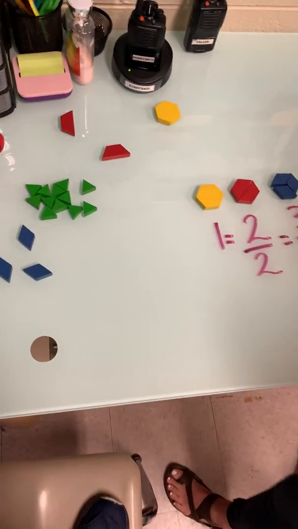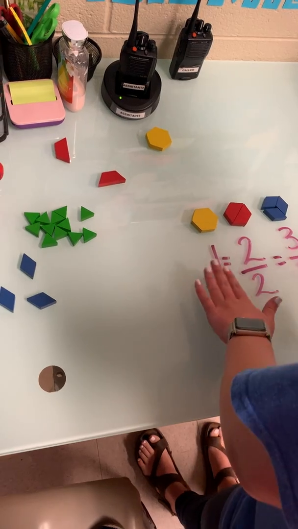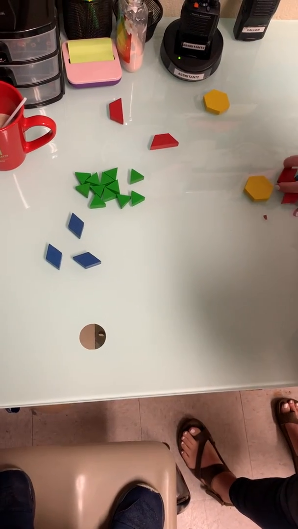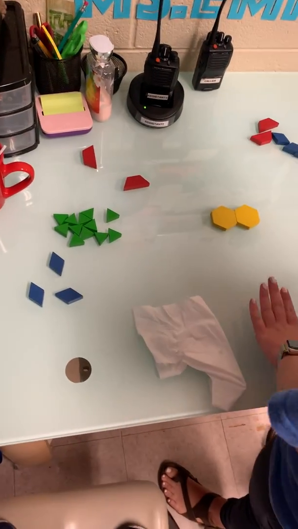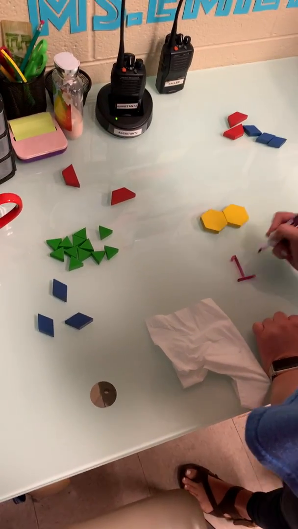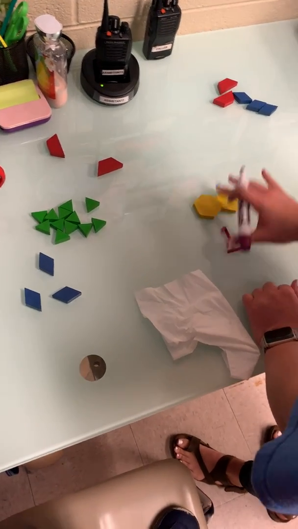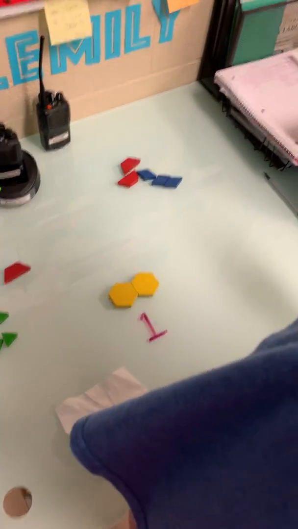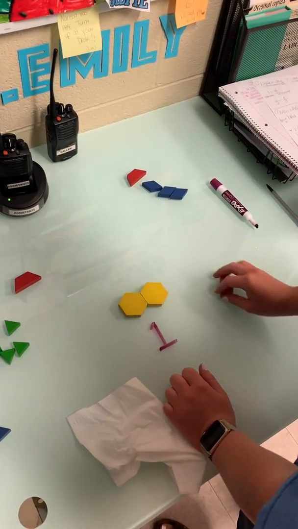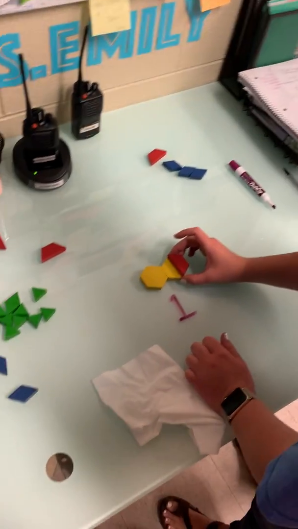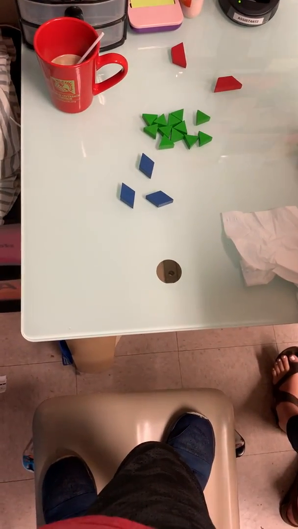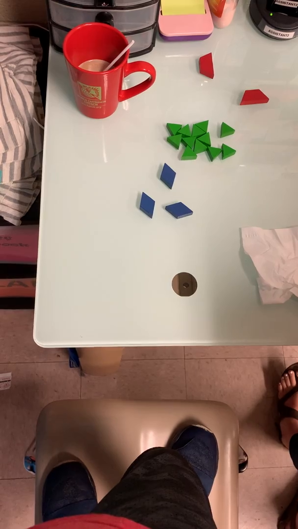Okay? Then another thing you could do is by defining your new whole. So I might define my new whole as 2 yellow hexagons. So one is not equal to 1 yellow hexagon anymore. One whole is 2 yellow hexagons. So I might ask them, what is the fraction equivalent of one red trapezoid compared to the new one whole?